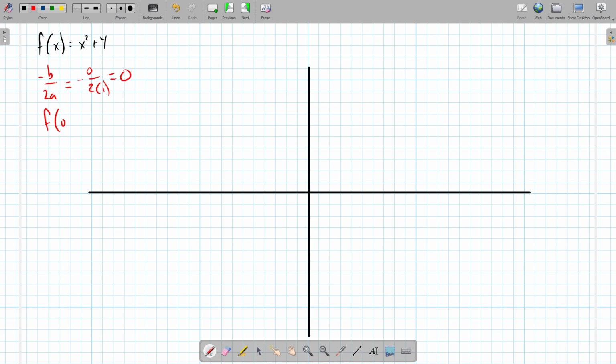And f of 0, if I plug it in here to get the y value of the vertex, 0 squared plus 4 is not 0. 0 plus 4 is 4. So my vertex is at the point 0, comma 4. We can put that 0, 4.